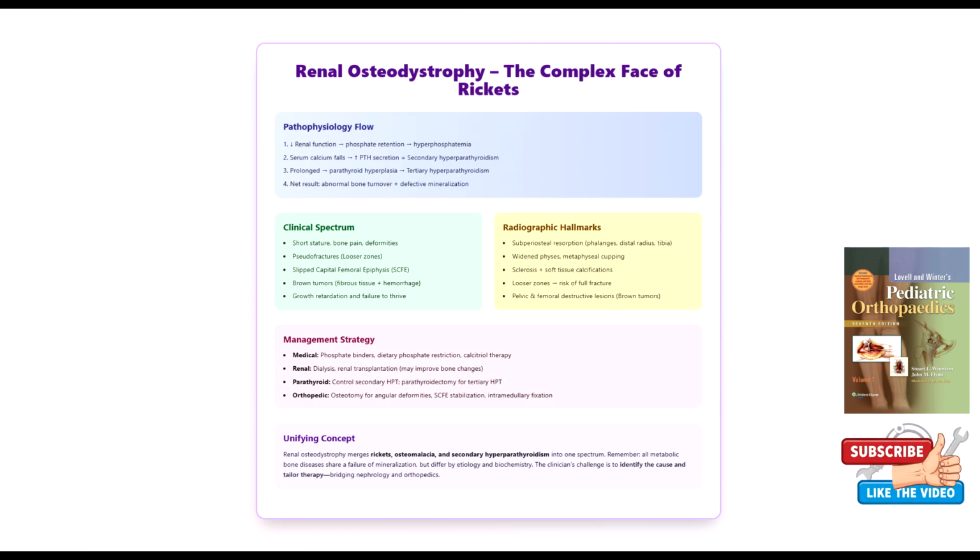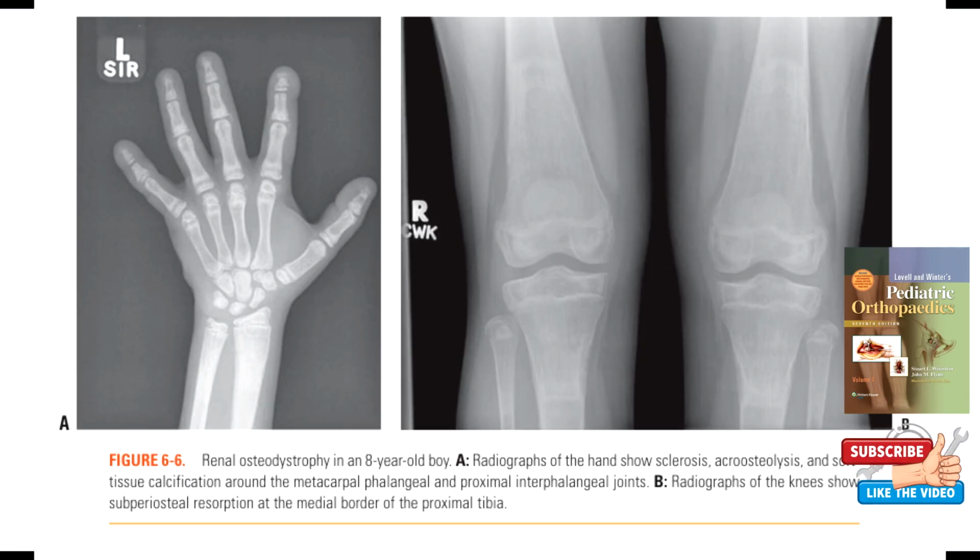Note in this child the combination of sclerosis, soft tissue calcification, and resorption, evidence of the chaotic bone metabolism of renal osteodystrophy. We also see the radiographic features of rickets and osteomalacia. Widened growth plates, metaphyseal cupping, varus or valgus deformities of the knees and ankles, and Looser zones. Figure 6-7 demonstrates one such Looser zone in the medial femoral diaphysis.